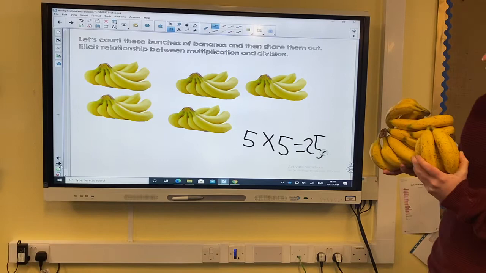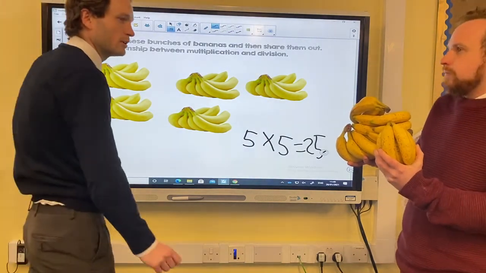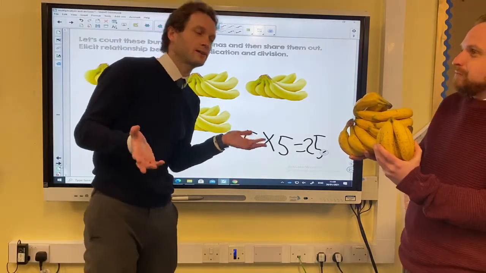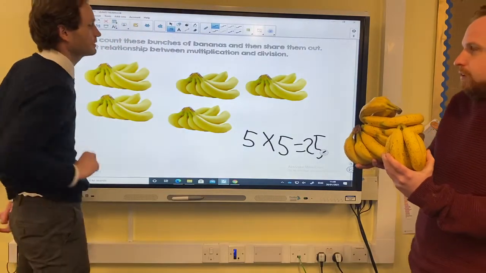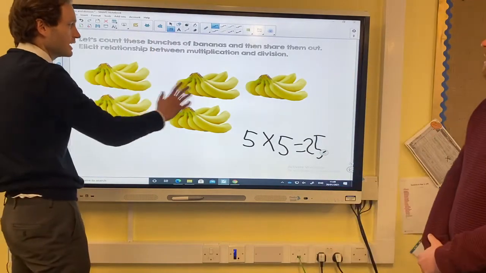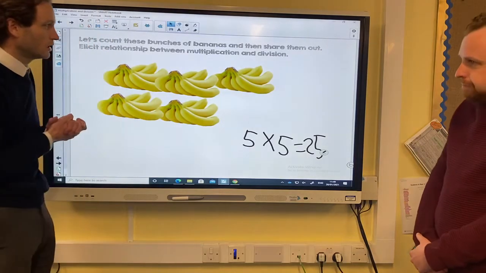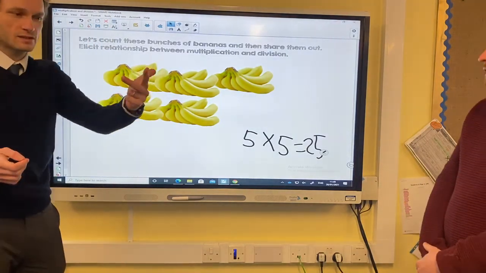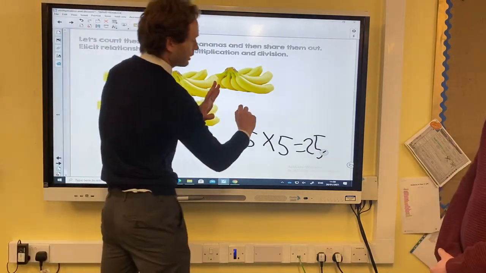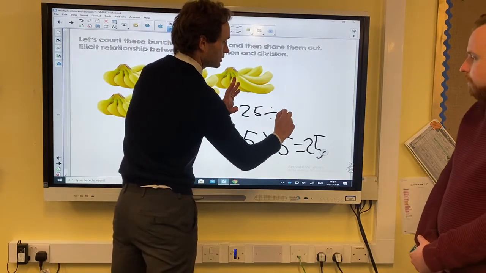Okay, now if we were to split them up, we haven't got enough hands. Why don't you put those down and we'll use these bananas here? So here we know there's 25 bananas, aren't there? But what if we split them between me, you, Mrs. Lee, Mrs. Pede, and Mrs. Frost? So shall we get our 25 bananas and share them between 5 people?